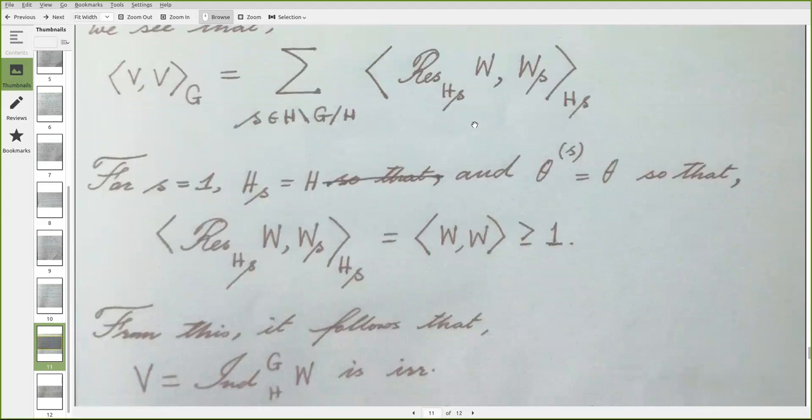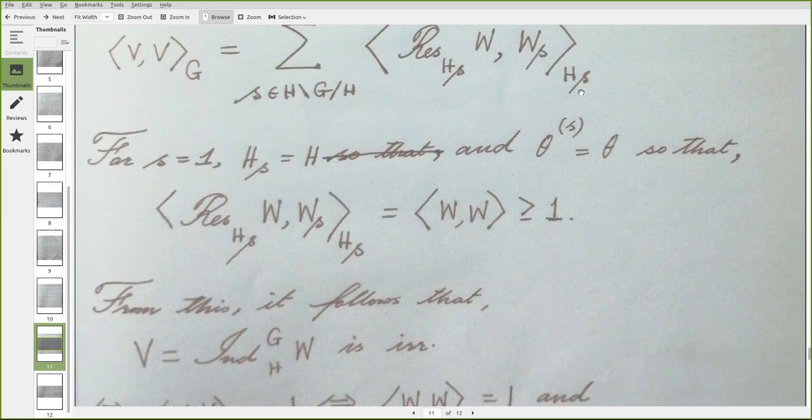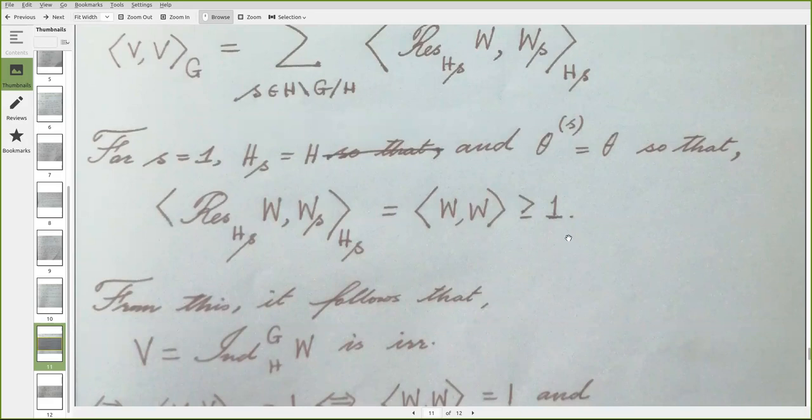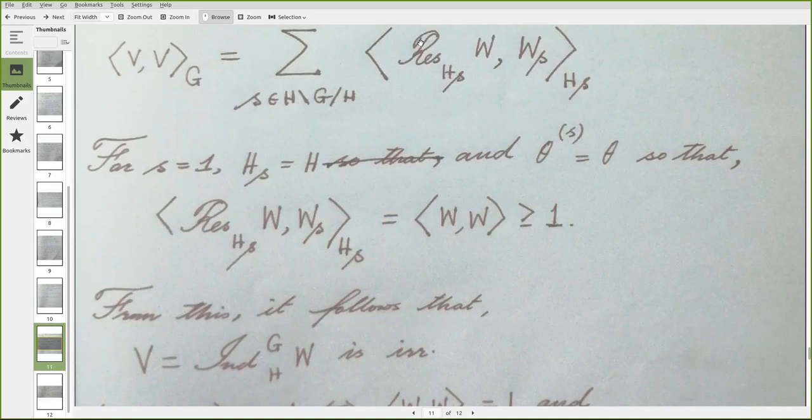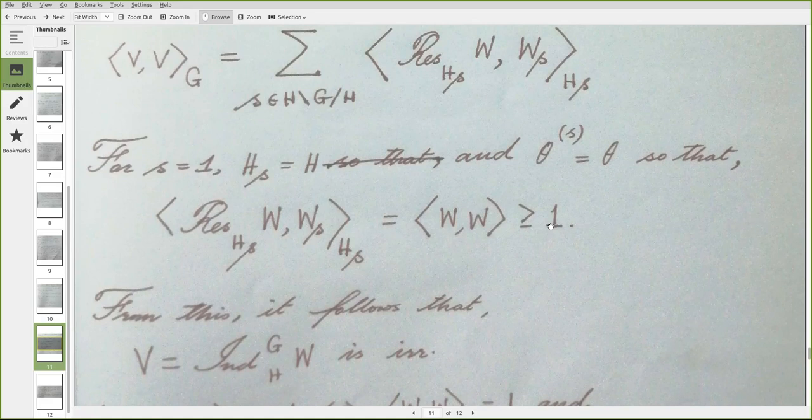Now we just see that when s is 1, then H^s is H, and also theta^s is theta, because theta^s was just conjugation. First we take the conjugation by s and then do it, but since s is the identity, theta^s is nothing but theta. So in the case when s is 1, this summand is nothing but the representation theta itself, and here also it is theta itself. So this becomes this, which is at least one.